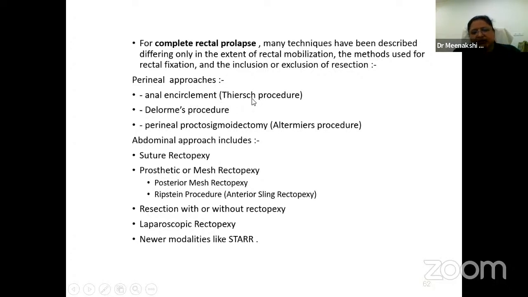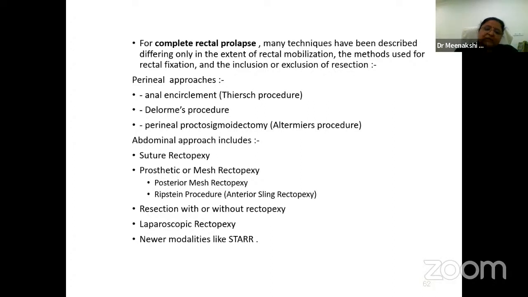most commonly done, especially in a pediatric age group or an old age group where the patient is not fit for surgery. Then another is Delorme's procedure, and the third one is perineal proctosigmoidectomy, also known as Altemeier's procedure. Okay, and nowadays the upcoming procedure is STAR, that can also be done. And the abdominal approaches, which include suture rectopexy, prosthetic or mesh rectopexy, that is posterior mesh rectopexy, or anterior sling rectopexy, also known as Ripstein's procedure.